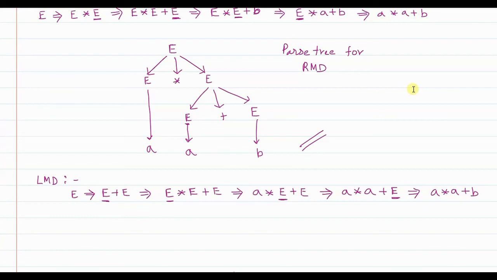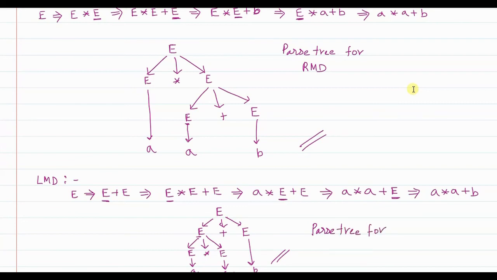Okay, so how will be the derivation tree? Derivation tree will be similar. I will start with E, replaced with E plus E, then this will be the leftmost element that I will expand as E into E. Agreed? Then that E will be replaced with A, the leftmost element, then the next E will be replaced with A, and finally this E will be replaced with B. So this is a parse tree for leftmost derivation.